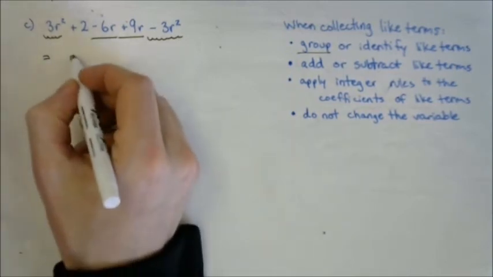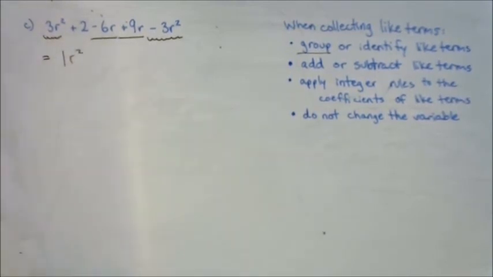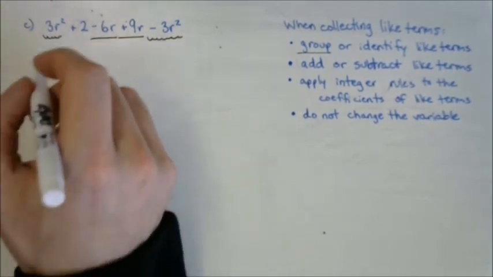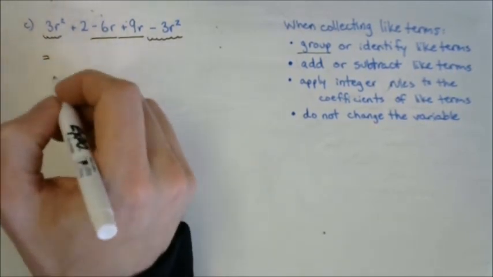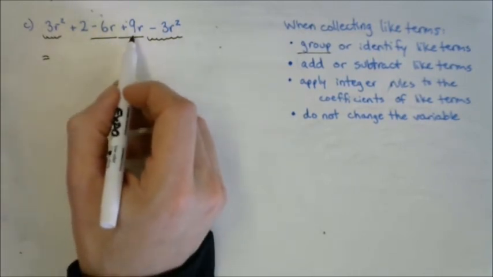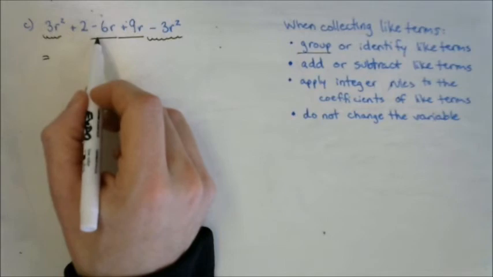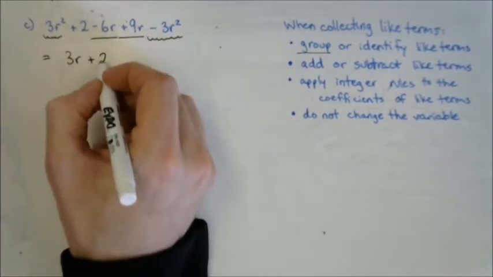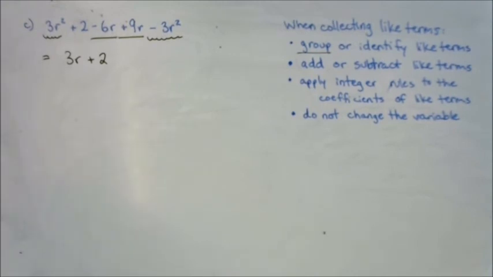If I were to write this, remember that means 1r squared. Well, 3 minus 3 is not 1. Okay? So we can just leave that out. They canceled out, and let's move to our r terms. We have +9r and -6r. It's going to leave us with 3r, and our constant term comes down: 3r plus 2. Good job.